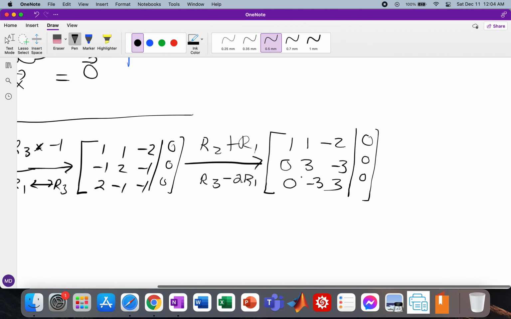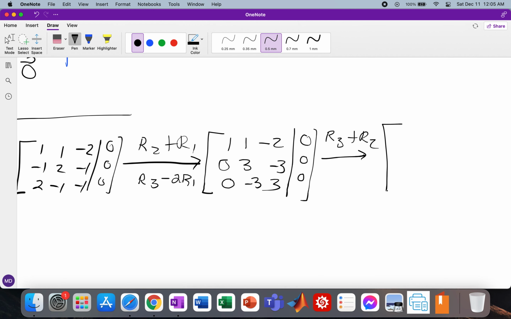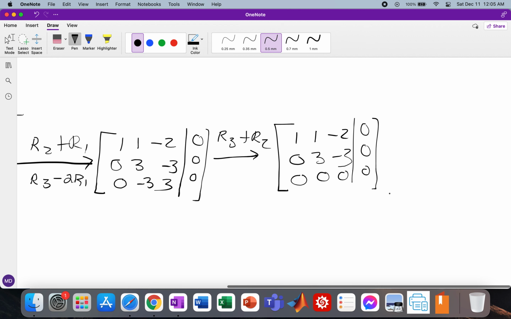This is a nice form. We can actually just take R3 here and add R2, and that will completely get rid of our R3. We're not operating on R1, so that stays the same. We are also not operating on row 2, so this stays the same. Now we're going to take this row and add it to this row, so this becomes a 0 and a 0. That cleans things up nicely.